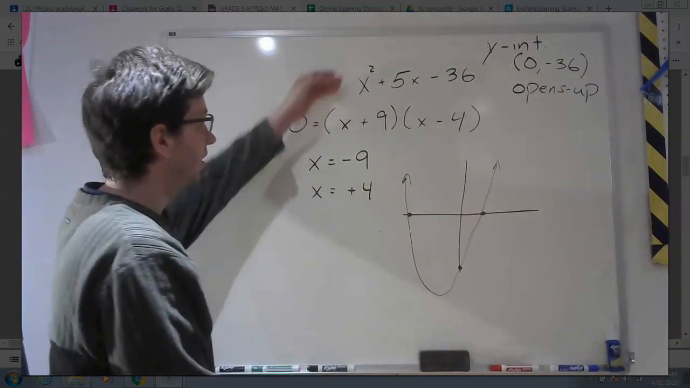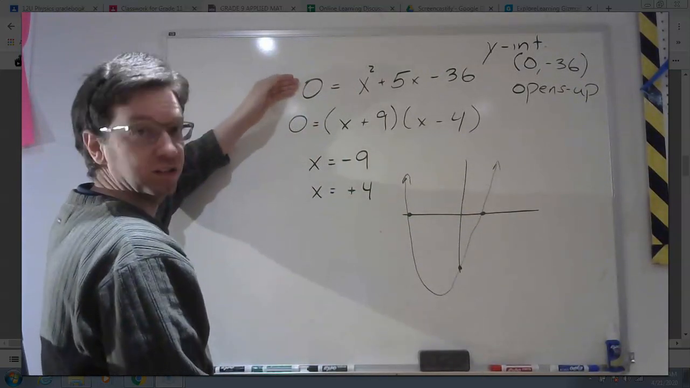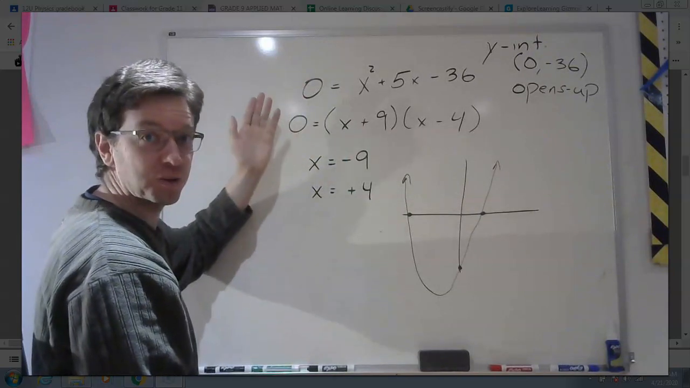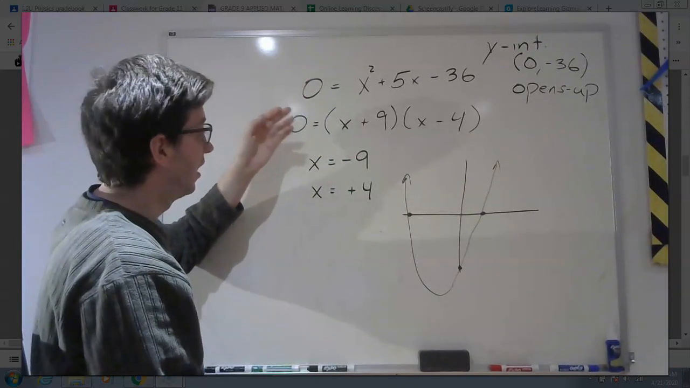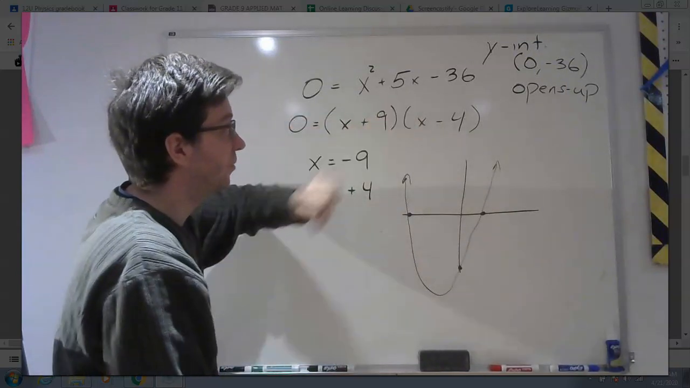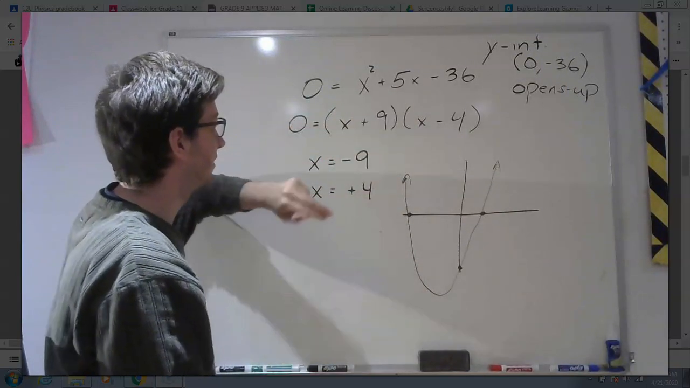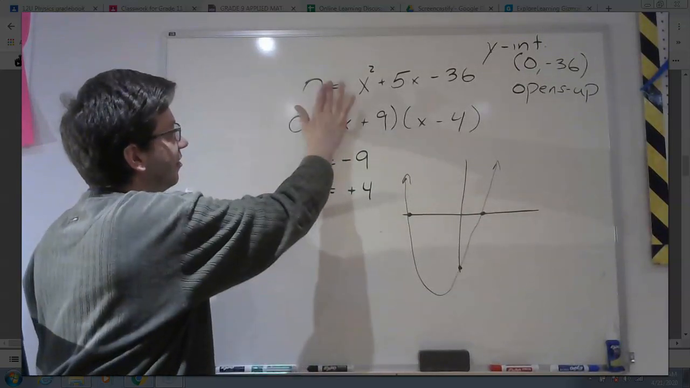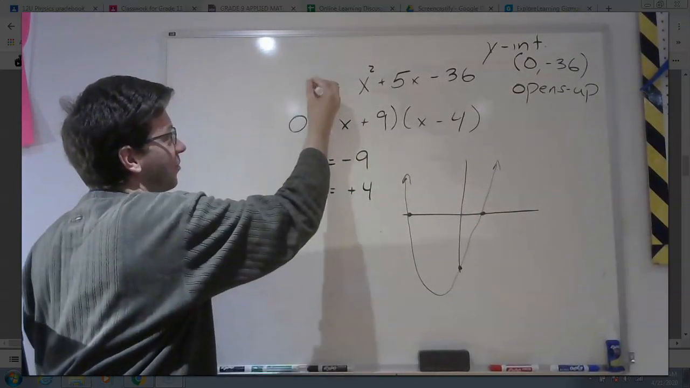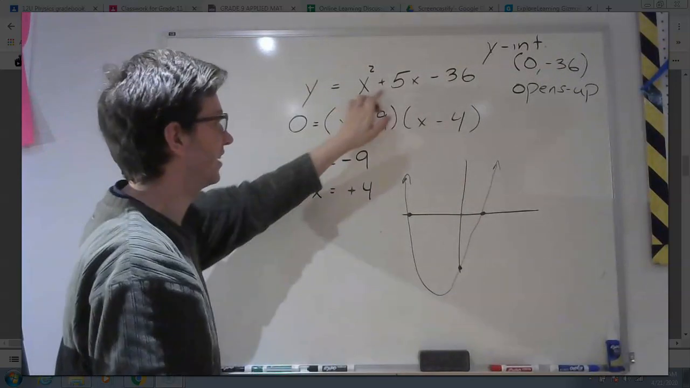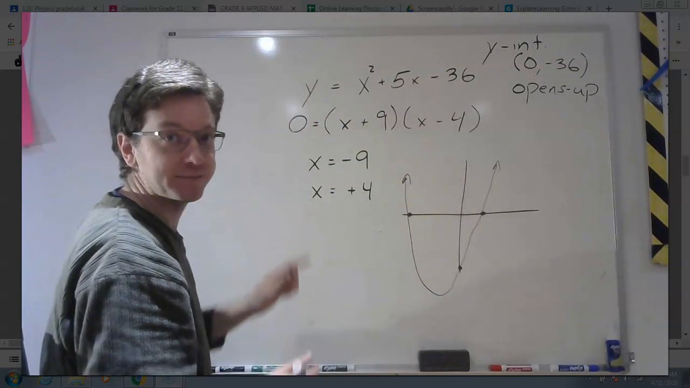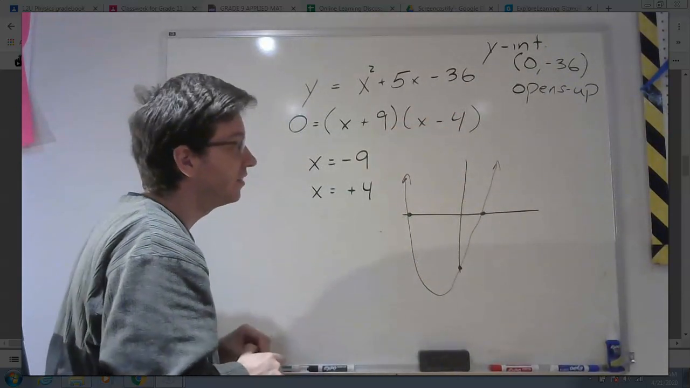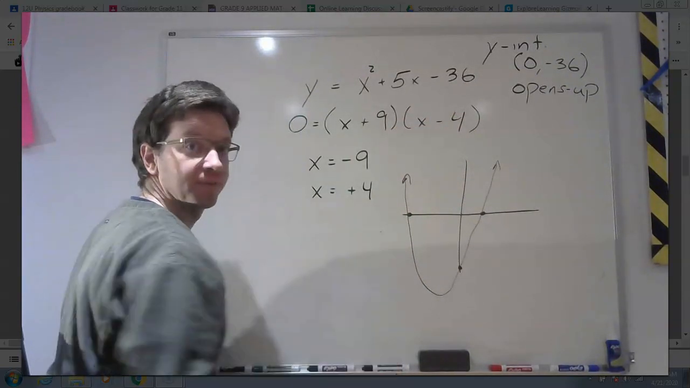So again, set this equal to 0. There's your quadratic equation. You can solve for your roots by either factoring or using the quadratic formula. Find your y-intercept by setting x equal to 0, and that would be our y value, right? This is y, right? You set x equal to 0 and solve for y. In that case, it's just minus 36. And then you can sketch a graph with your intercepts.